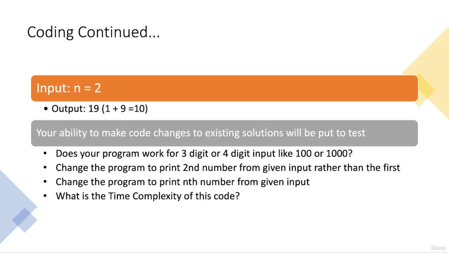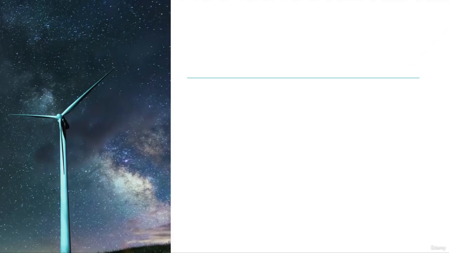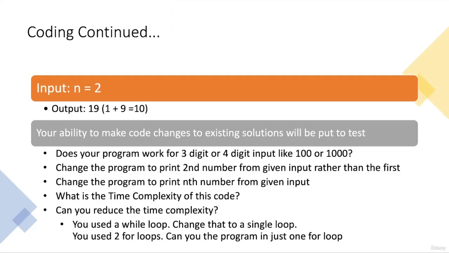Hey, tell me the time complexity of the program. Let's say it is O of n or O of n square. He's going to ask you, hey, can you remove that while loop or two for loops and change it into a single loop? Can you reduce the time complexity of your program? And that's where you'll have to go back to your code and start updating it again to reduce the time complexity. Okay, so that was about coming back to the original slide.